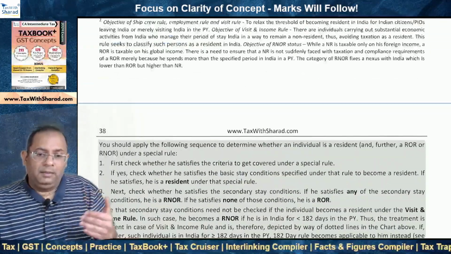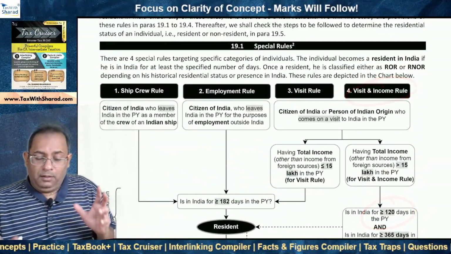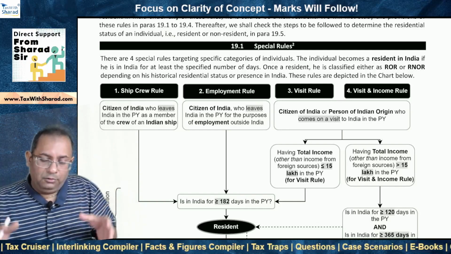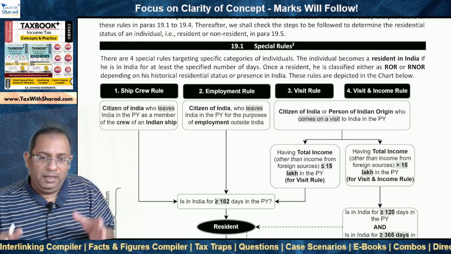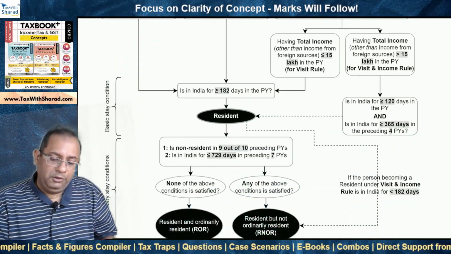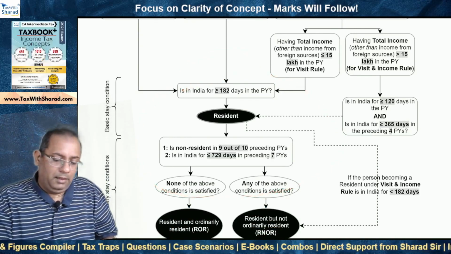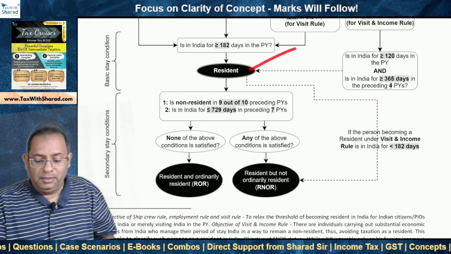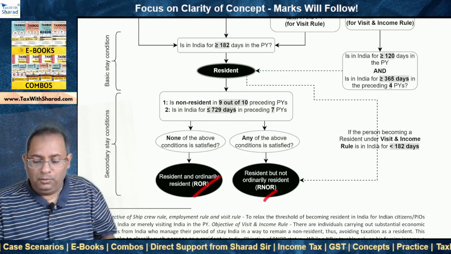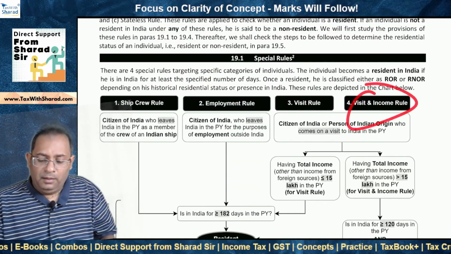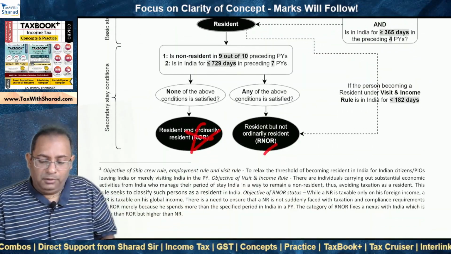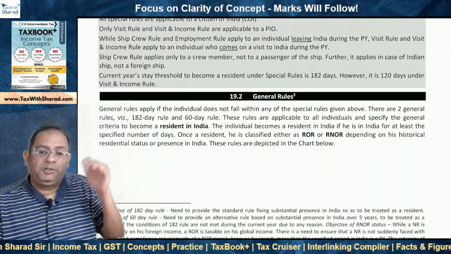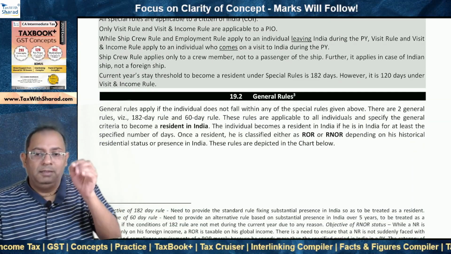So these are the special rules, and how to use these rules is that first of all, you should go to the special rules and check whether any of the special rules applies. If yes, then you should check whether the individual is meeting the stay conditions under the basic stay condition and secondary stay conditions, and accordingly figure out whether the individual is a resident, and further a ROR or RNOR. In the case of the visit and income rule, the person would not be a ROR, the person would be a RNOR. So the special rules will help you to decide whether an individual is a resident.